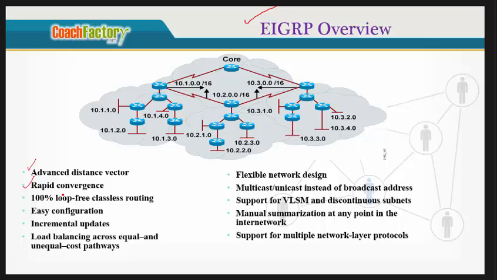EIGRP provides rapid convergence. It uses the DUAL algorithm to provide rapid convergence. For example, EIGRP not only uses the best path, but also what? The second best path, the successor as well as the feasible successor. So whenever the best path goes down, EIGRP routers don't need to run the algorithm again to find the best path, because they already have the second best path. So they are going to replace the successor with the feasible successor. That's how it provides rapid convergence.